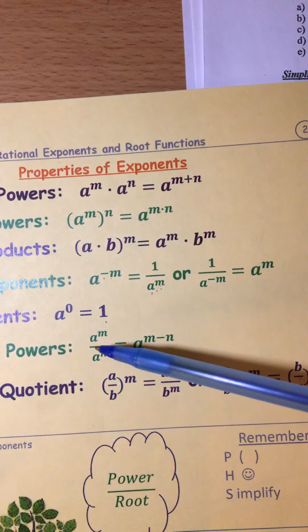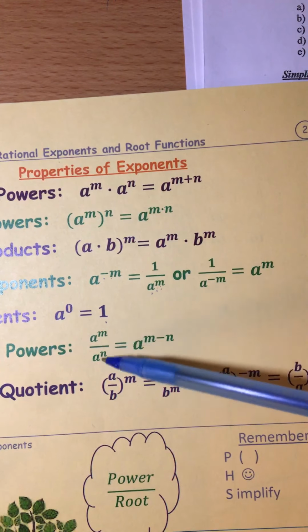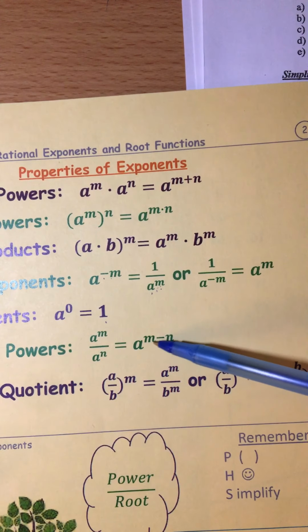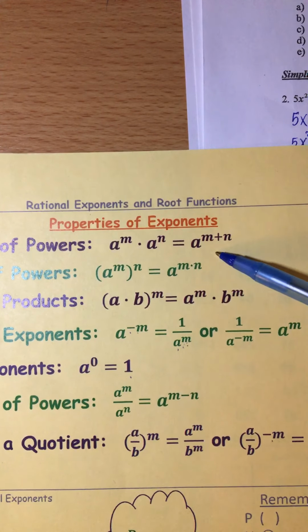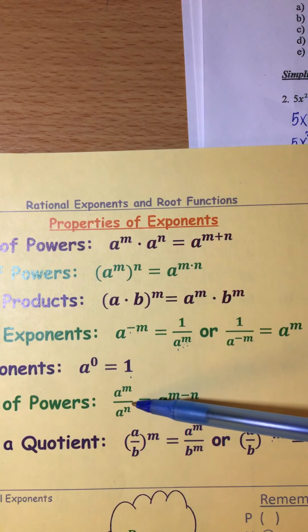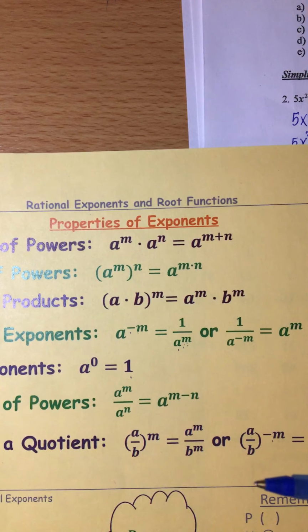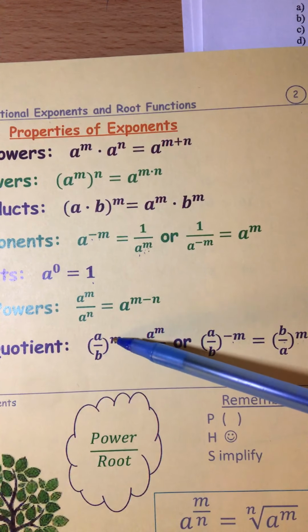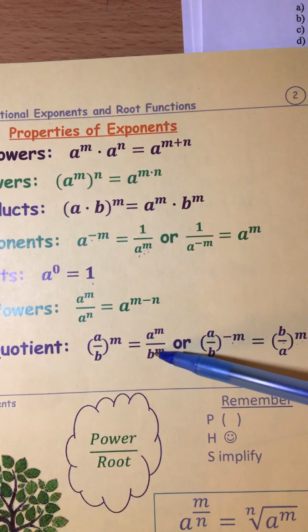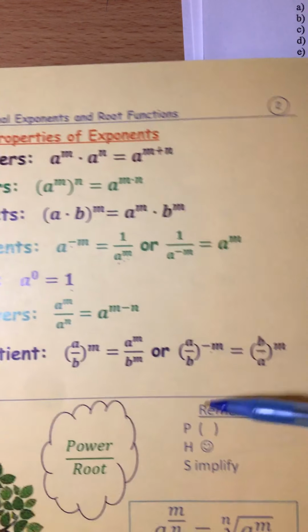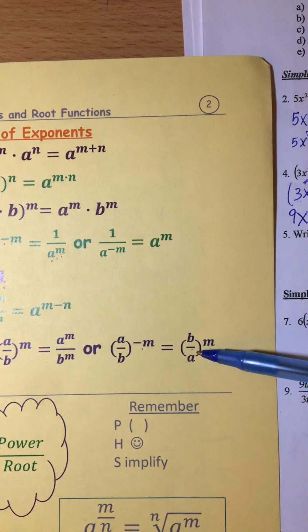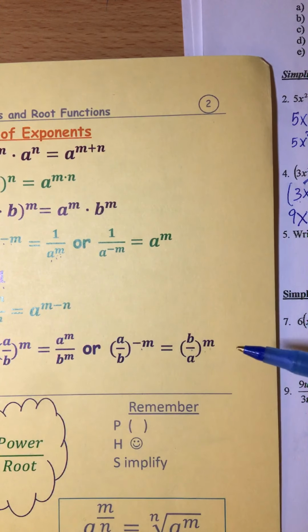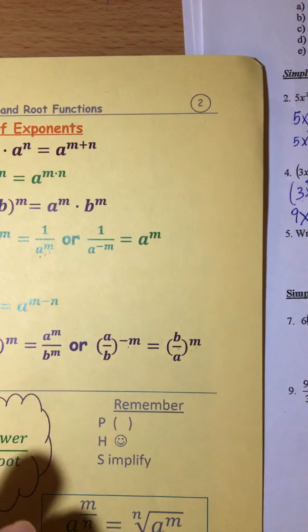If you have a fraction where the bases are the same, you subtract the exponents. So remember, multiplying, if the bases are the same, you add the exponents. Dividing, which is a fraction, you subtract the exponents. And then if you have a fraction with the exponent outside, you can distribute that exponent to top and bottom. And if you have a fraction with a negative exponent, if you flip the fraction, then the exponent becomes positive. So let's keep these in mind. Again, I will upload this paper so you guys can have access to it.